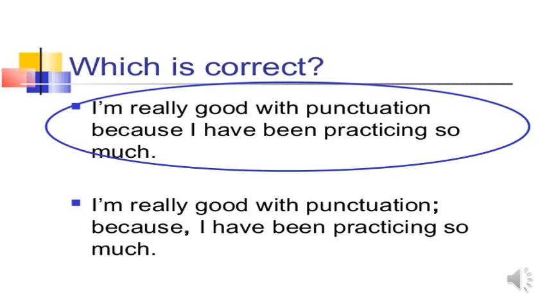Another two sentences, and decide which is correct. I am really good with punctuation because I have been practicing so much. The second one: I am really good with punctuation; because I have been practicing so much. The first one is correct, without a semicolon.